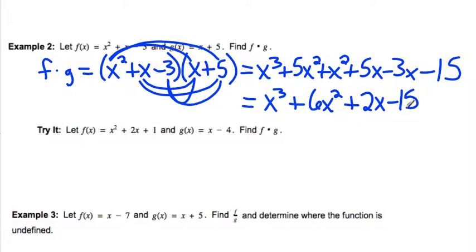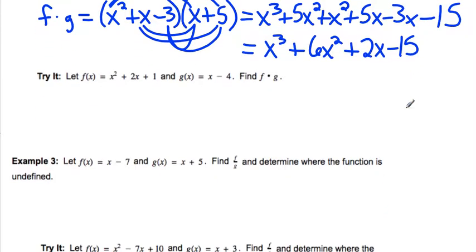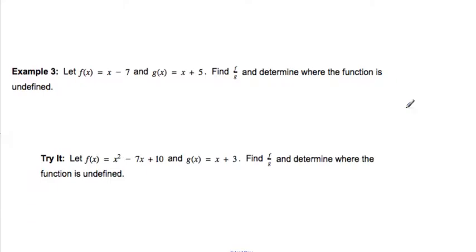Again, I'm going to skip the try-its for now. That'll be in the next video. The last one we want to do is example 3. So we've got two different functions. And this time we want to find f over g.